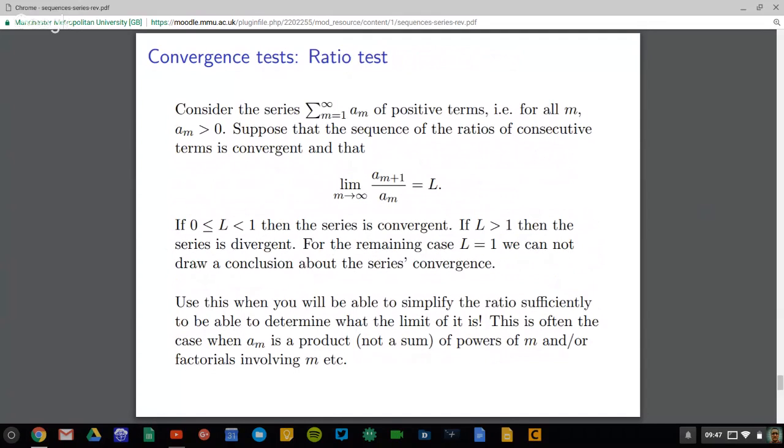Another useful test is the ratio test. Here we examine the limit of the ratio of terms of the series. So you're comparing the series to itself in a way.